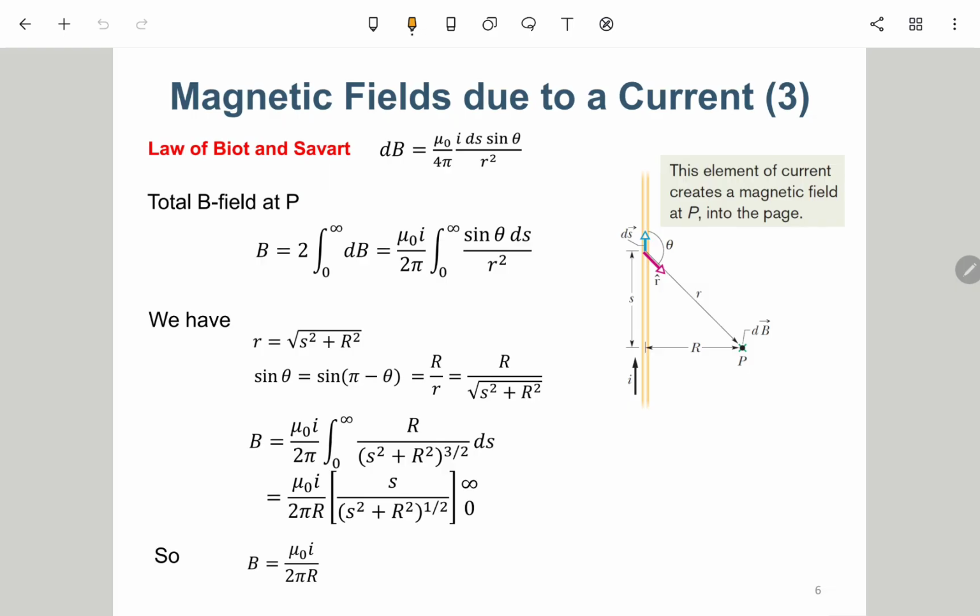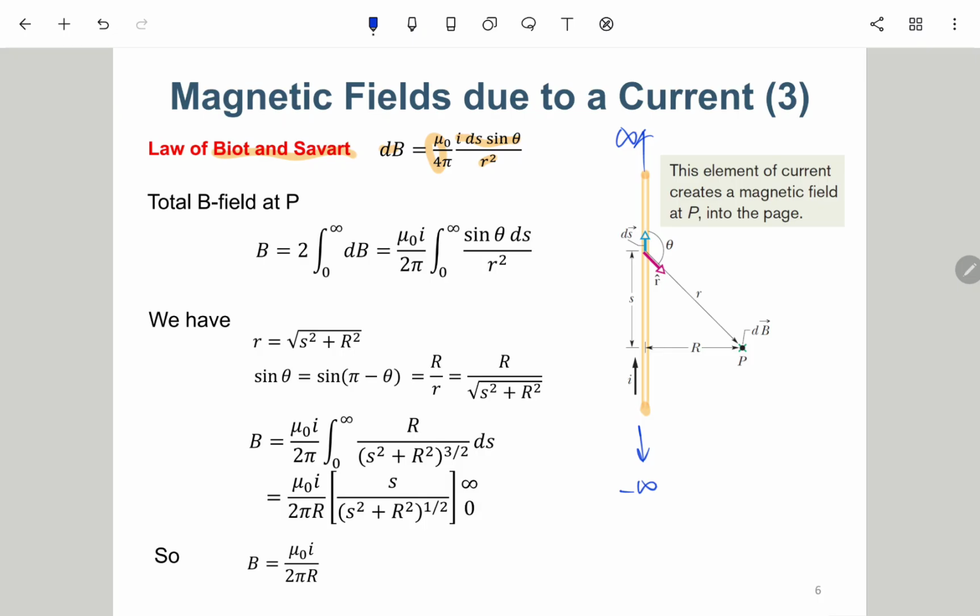Here we try to use the Biot-Savart law to prove the previous two equations. First, let's write out the Biot-Savart law: dB equals mu 0 over 4 pi, times I ds sine of theta over r squared. This is the Biot-Savart law in scalar form. Here we have the wire from here to there, going infinitely far away in one direction, or to negative infinitely far away in the other.